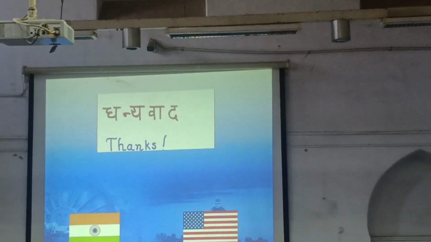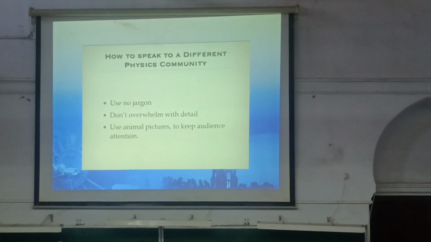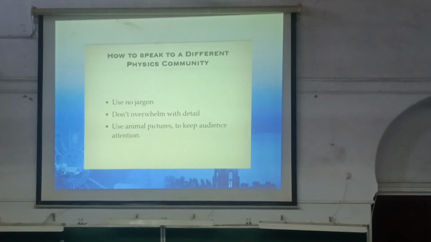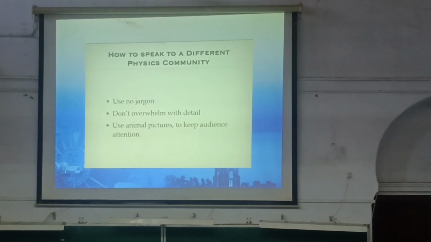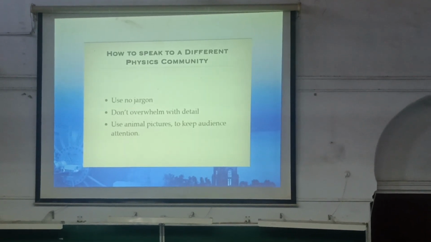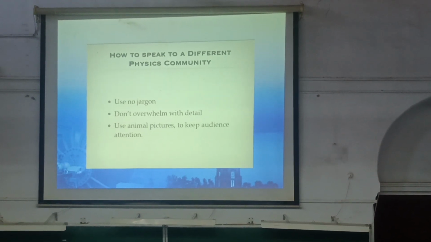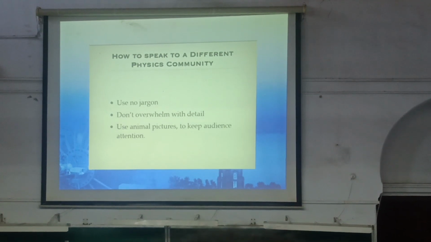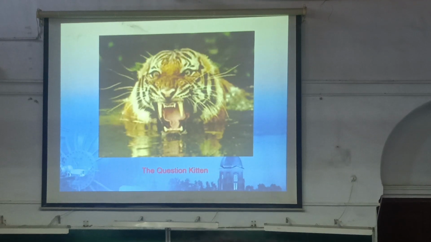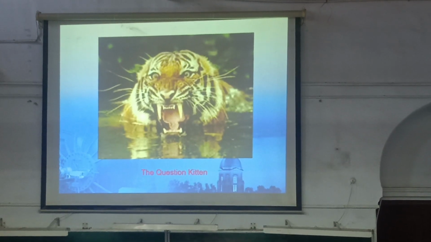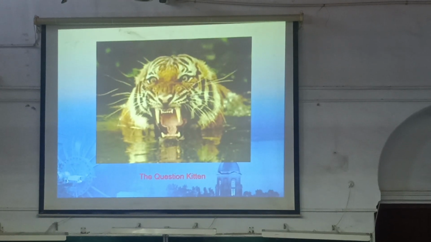My advisor had told me that if I'm giving a talk to a non-expert audience, I should do three things. One thing is I should not use any jargon. I hope you did not find too much jargon in my talk. I was told that I should not overwhelm you with details. I hope I didn't. And I was also told that I should use some animal pictures to keep your attention. But later he said, oh, you are animal enough. But anyway, just for that, this is a question pattern. I welcome your questions. I hope there will be many. But if you ask nasty questions, you know what that is.